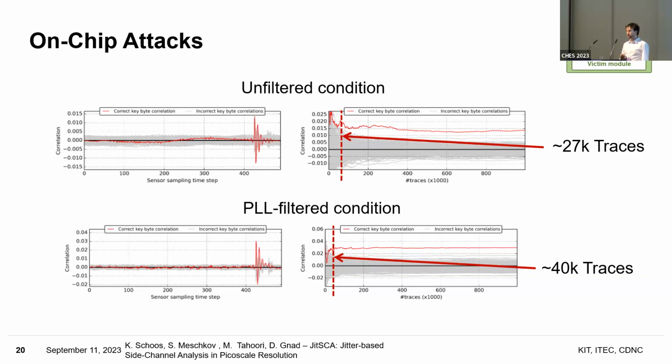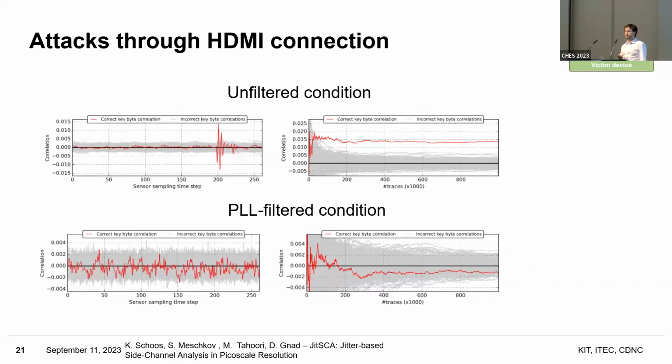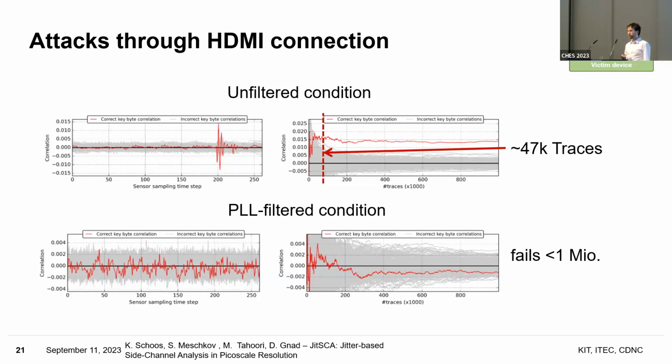In the PLL filtered condition, this actually increases a little bit, but this might be some measurement variation, because there's not too huge of a difference between 27 and 40K. So it's roughly similar. It's in the same ballpark. Then if you go through the HDMI connection, we actually see that we don't see anything when we filter it with a PLL. So at the bottom, we at least can't recover the AES byte below 1 million traces, but at the top, it's almost as good as an attack on the chip, which is pretty amazing.